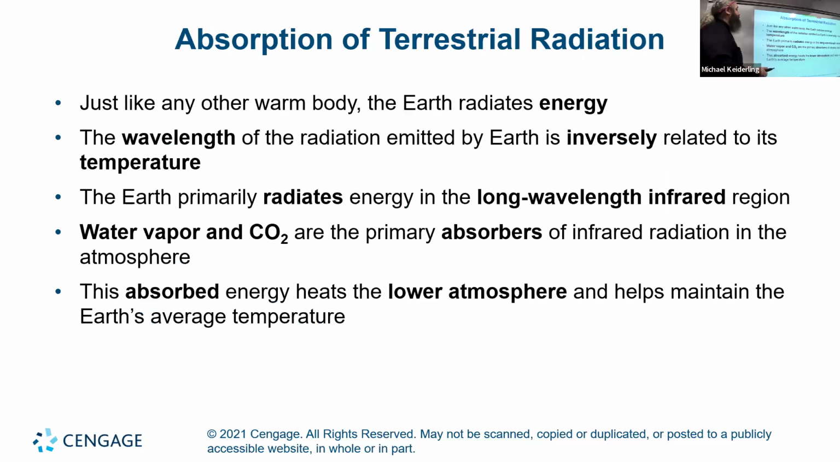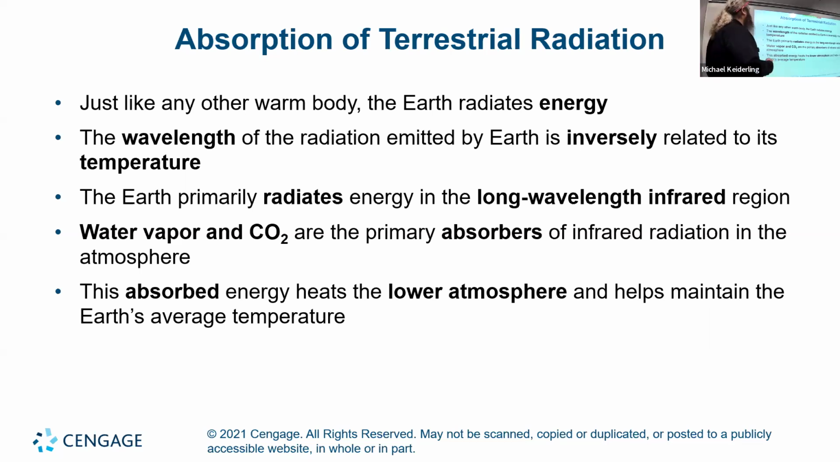So just like any other warm body, the Earth will radiate energy. If anything has a temperature, it emits light; the higher the temperature, the shorter the wavelength of the light. So the wavelength of the radiation emitted by Earth is inversely related to its temperature, just like everything else. So the Earth primarily radiates energy in the long wavelength infrared region. You primarily radiate energy in a shorter wavelength infrared region because you're at a higher temperature than the Earth.